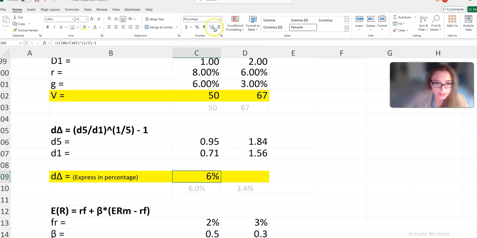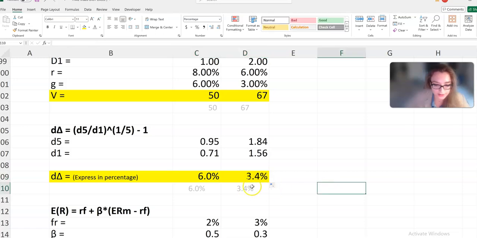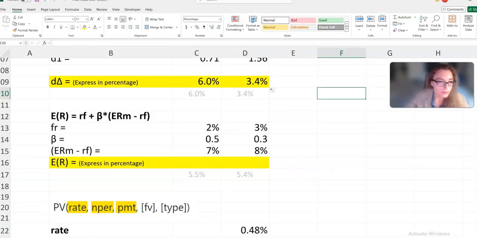So 6%. If you need 1 decimal place more, then you click on this button. And again, we just copy this formula to the nearby cell and get the right answer. Wow, this formula looks a little bit complicated, but in reality it's very simple.